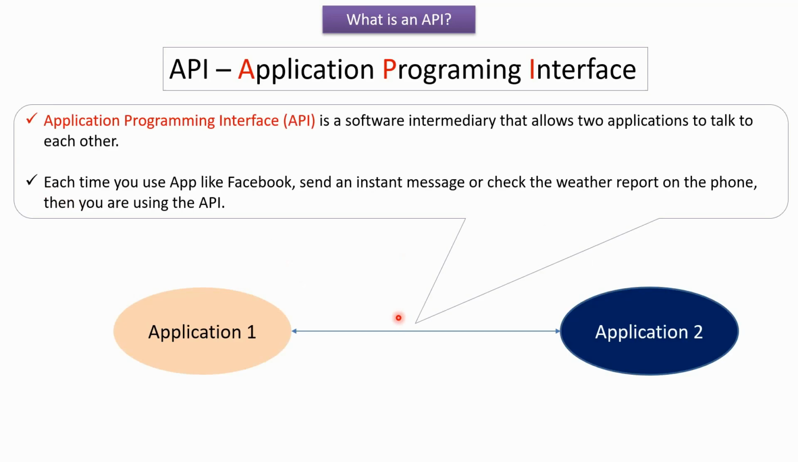Application programming interface is a software intermediary that allows two applications to talk to each other. And each time you use an app like Facebook and send an instant message or check the weather report on the phone, then you are using the API.